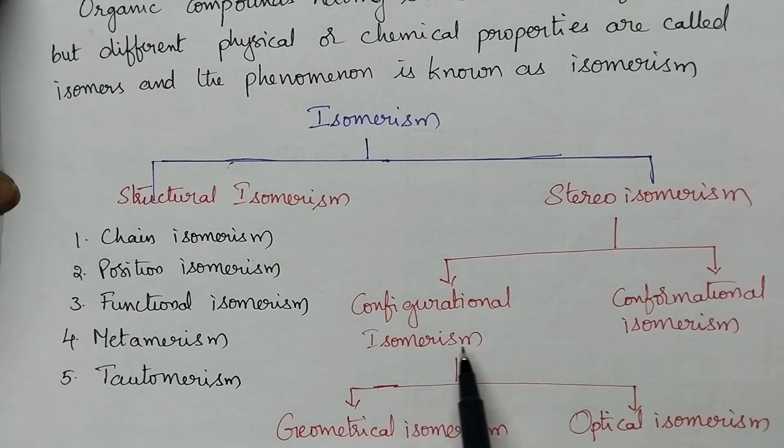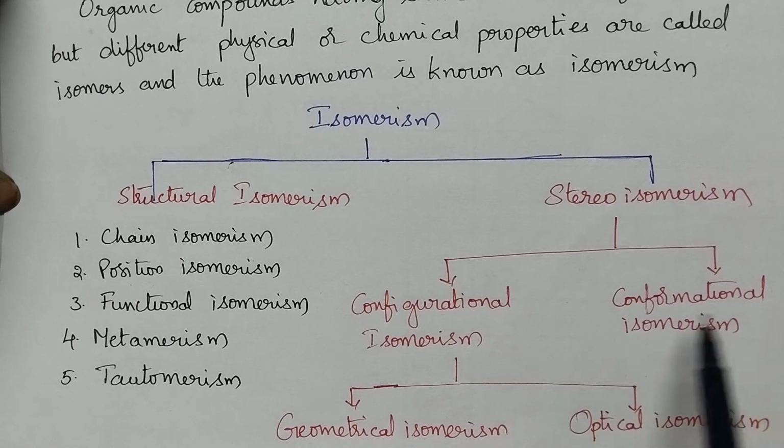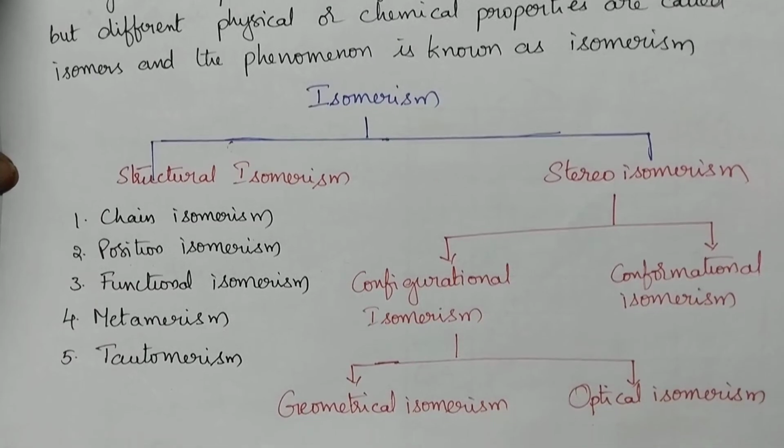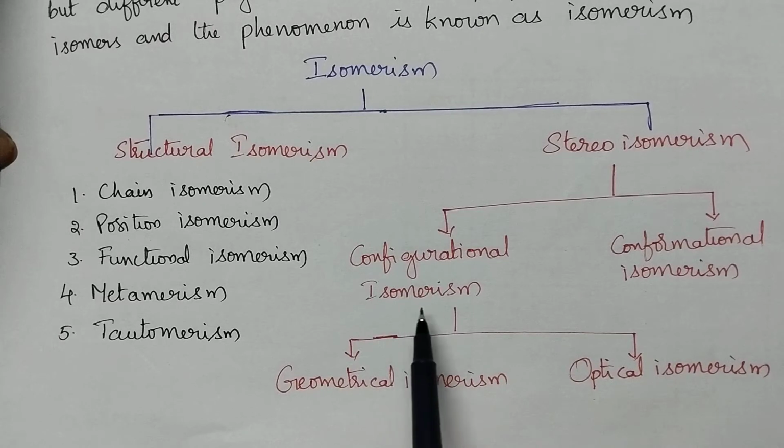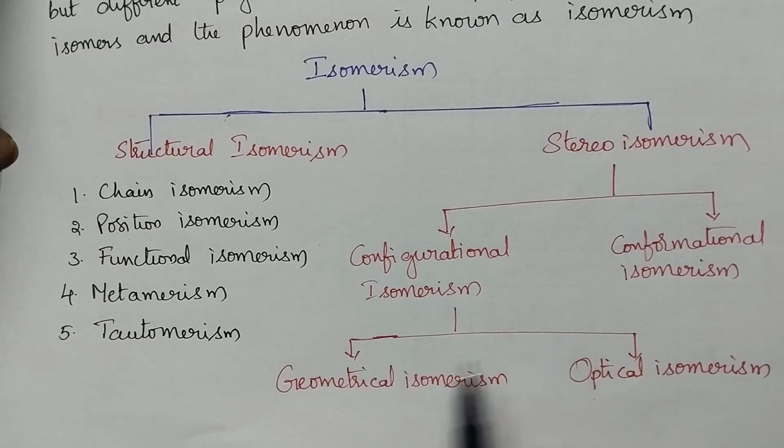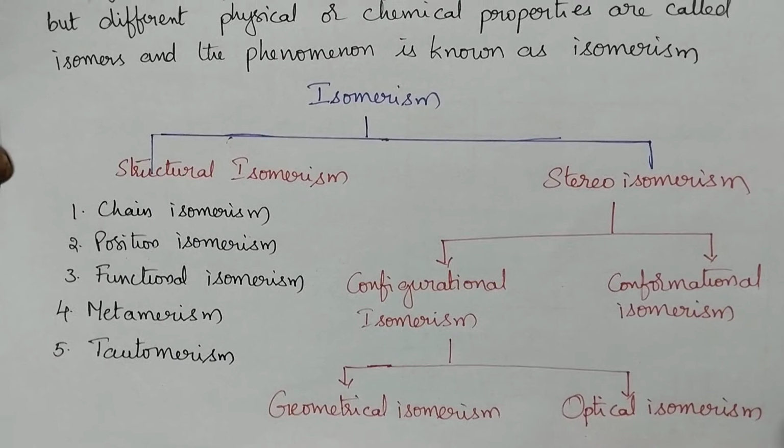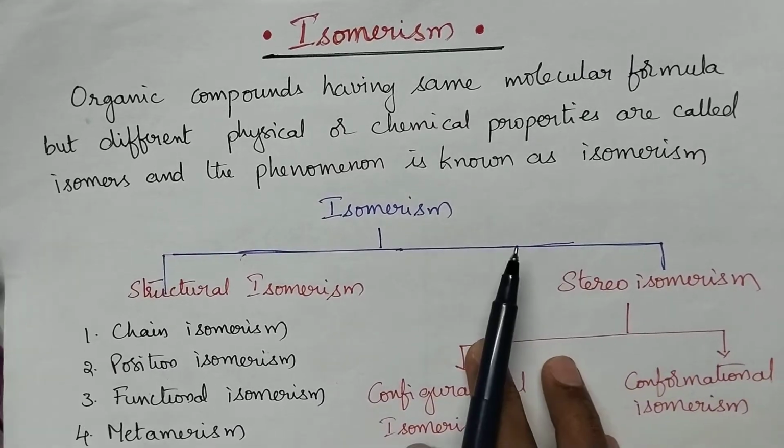Configurational isomerism arises due to the breaking and reforming of the bonds, whereas conformational isomerism arises due to the rotation around the C single bond C. Coming to the conformational isomerism, again it is classified into two categories, one being geometrical isomerism and the other one is optical isomerism. Is it clear about the types of isomerism, students?